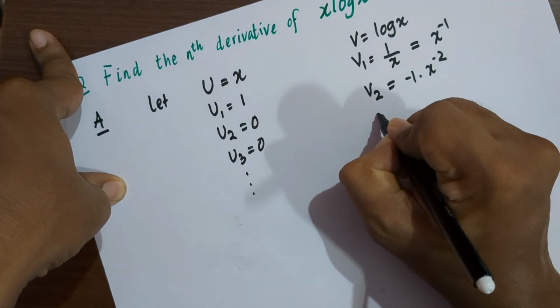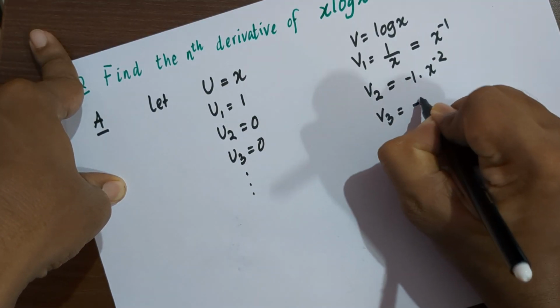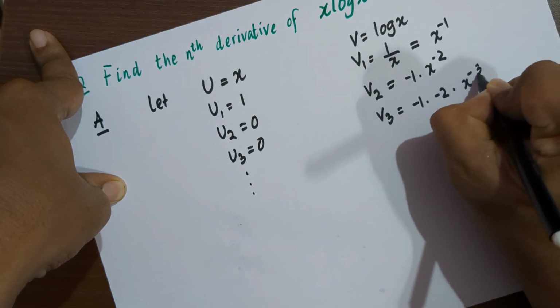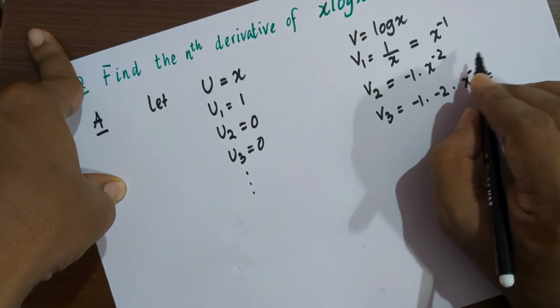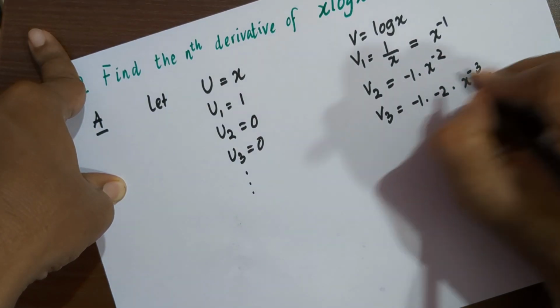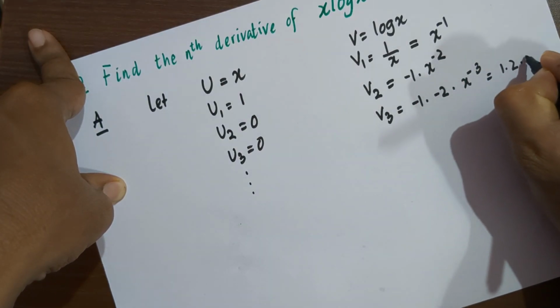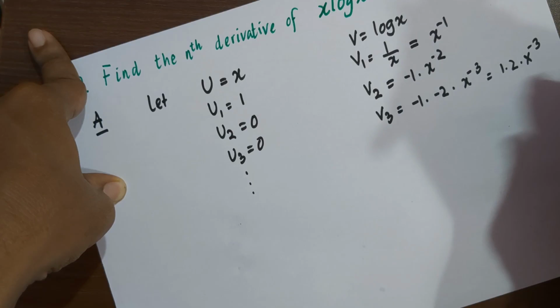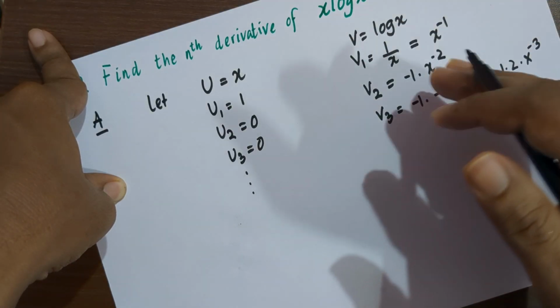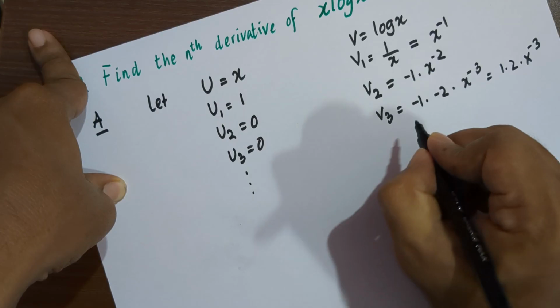And what is its third derivative? Minus 1 times minus 2 times x to the power minus 3. The power gets reduced by 1 and the power comes out, and this is 1 times 2 times x to the power minus 3. For the moment, let's not multiply all these terms. To find a pattern, just keep it as it is.